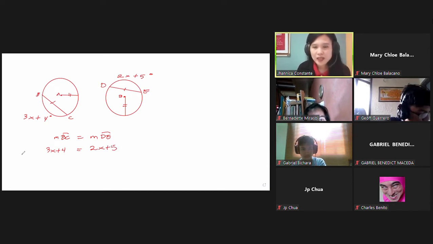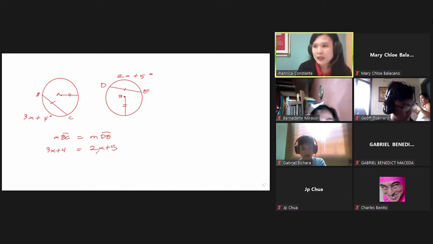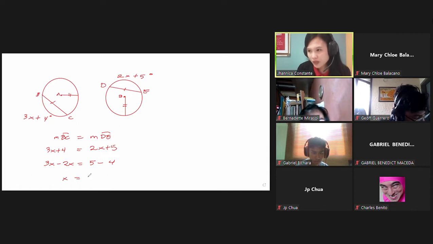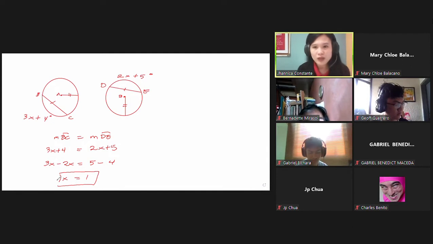So to find the exact measurement of our arc, we need to find the value of the variable x. So we have 3x plus 4 equals 2x plus 5. Combine similar terms in the expression that we have. So we will be having 3x minus 2x equals 5 minus 4. So the value of x in the expression that we have is equal to positive 1. That's the value for our x.